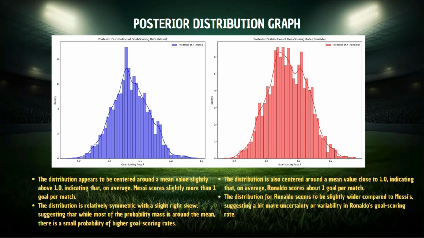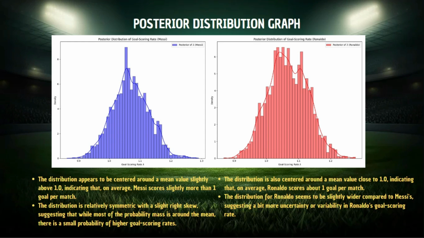So basically, we can see that Messi and Ronaldo have goal scoring rates centered around similar values, indicating that they are both highly prolific scorers in Liga matches. The slight differences in the width and shape of their distributions can provide insights into their consistency and variability. For example, if Ronaldo's distribution is wider, it may suggest that he has more matches with either incredibly high or low goal counts, while Messi's might be more consistent.